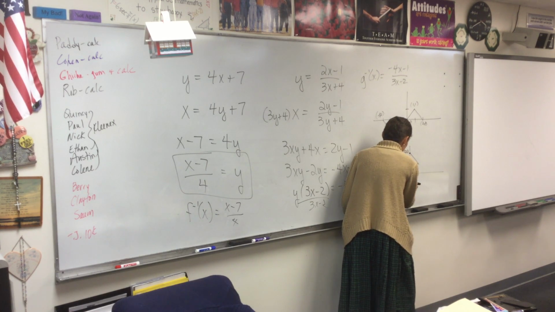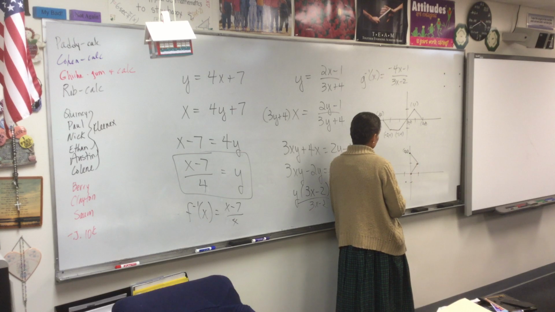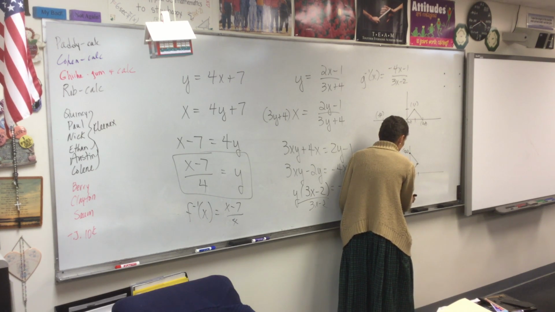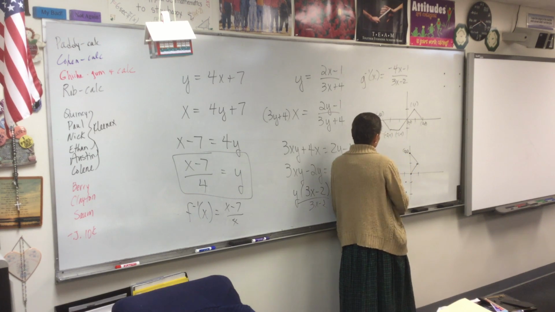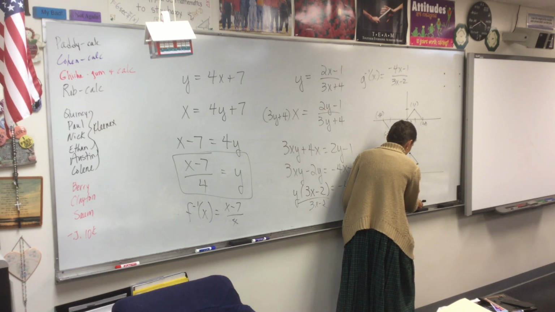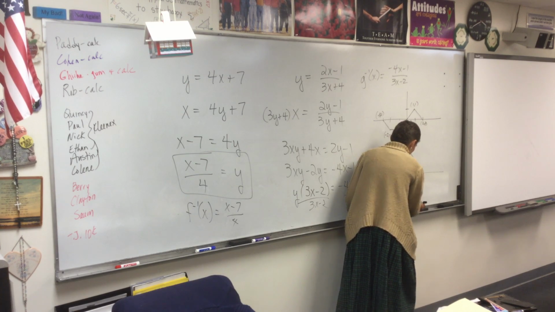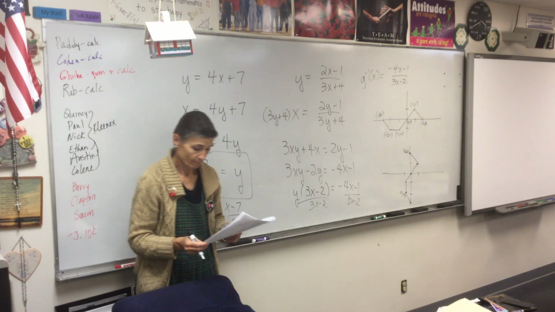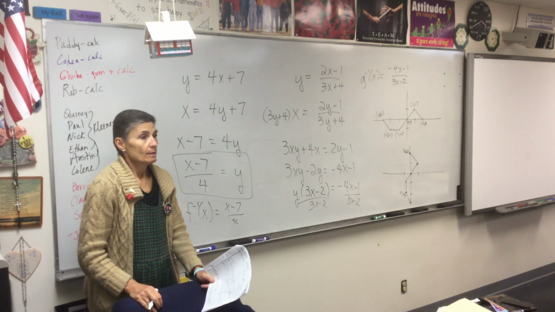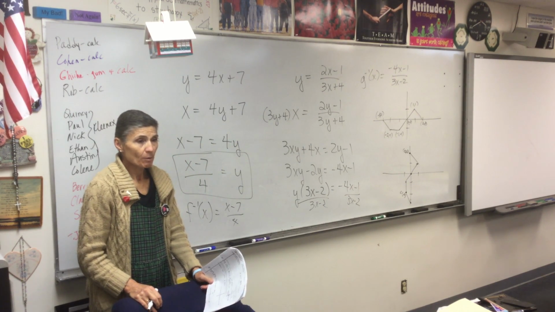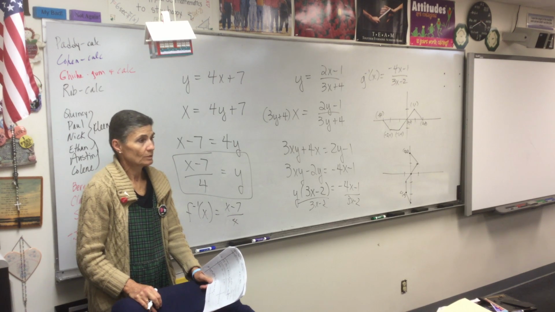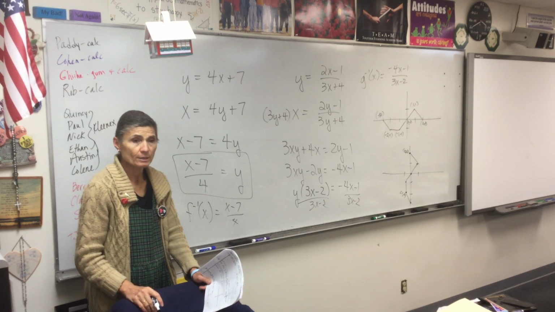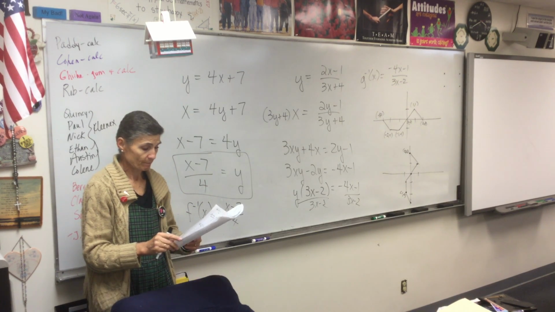-1, -1 stays the same because I'm just switching it. But this becomes -1, -2. And this becomes 0, -3. And there's a picture of the inverse. Now, should you miss that problem? No. Just reverse the ordered pairs. Nothing tricky or hard. Reverse the ordered pairs.